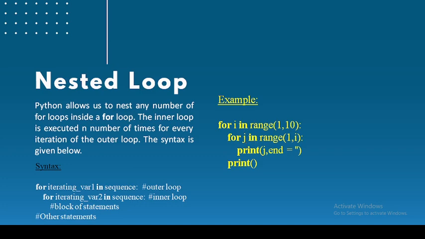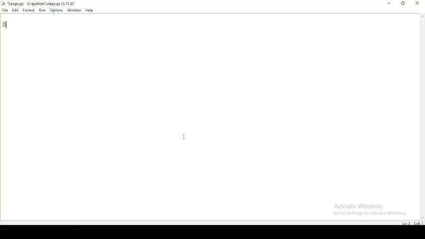So these are the loops available in Python: while loop, for loop, and the nested loop. Now I will show you the execution, how these loops execute. Look at my screen. First, I will show you how to write a while loop.